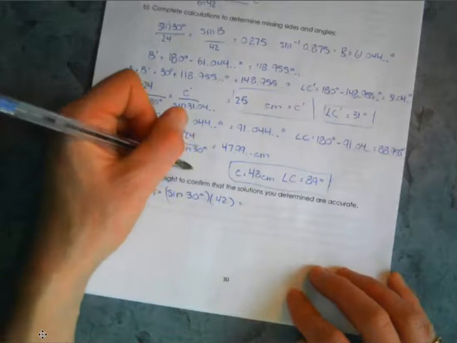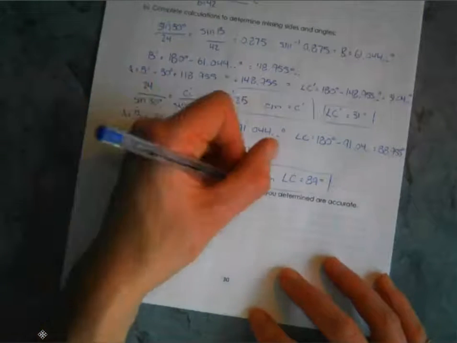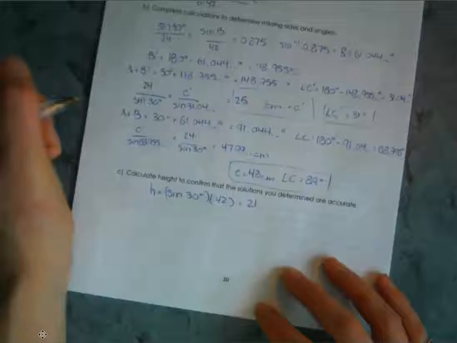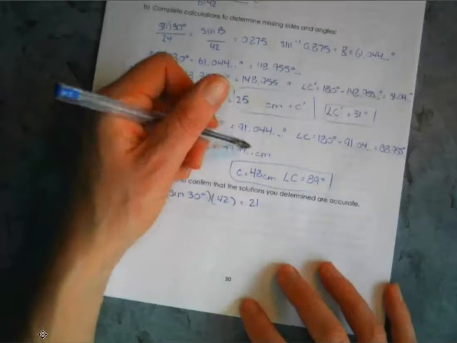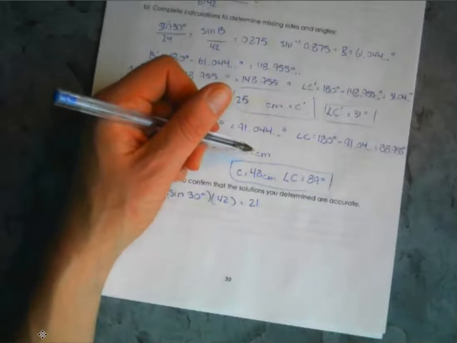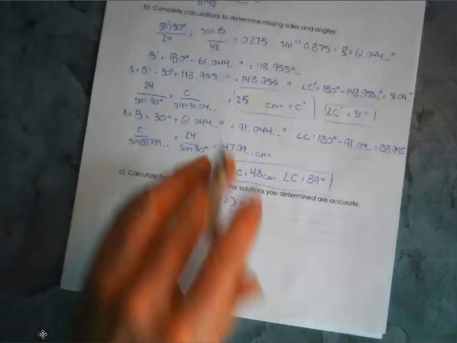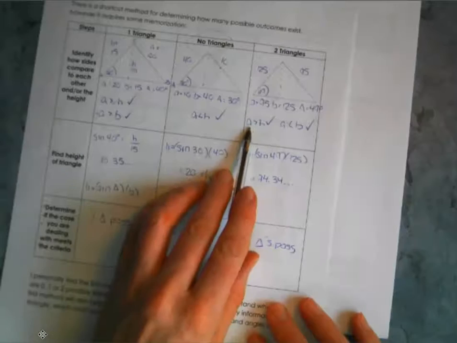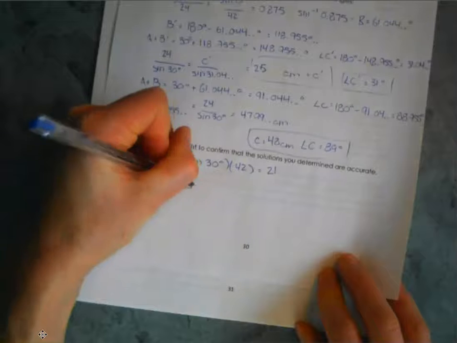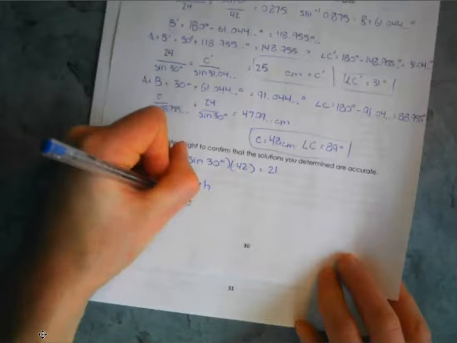And so that's going to give us 21. Okay, and so then we want to think about, we determined that there was two possibilities, and so if you remember on the previous page, we said for two triangles, A should be greater than H, and A should be less than B. So A greater than H, A less than B.